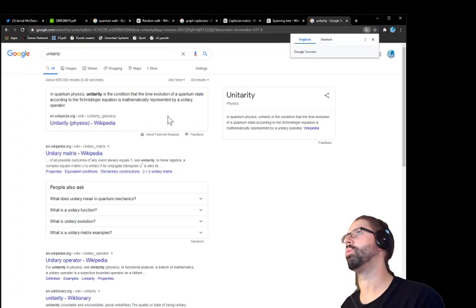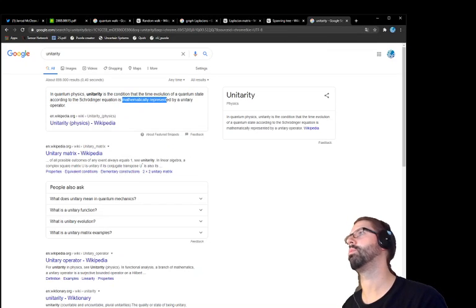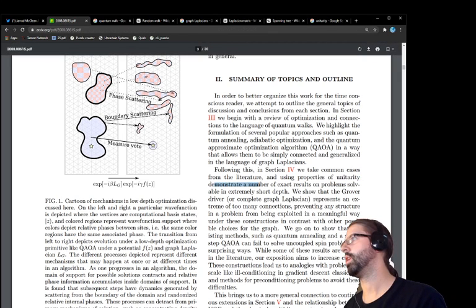Following these, in section 4, we take common cases from the literature and, using properties of unitarity, demonstrate a number of exact results on problems solvable in extremely short depth. What is unitarity? Is it just something special? Is it related to, like in quantum physics, unitarity is the condition that time evolution is by a unitary operator? I assume that's what they meant.